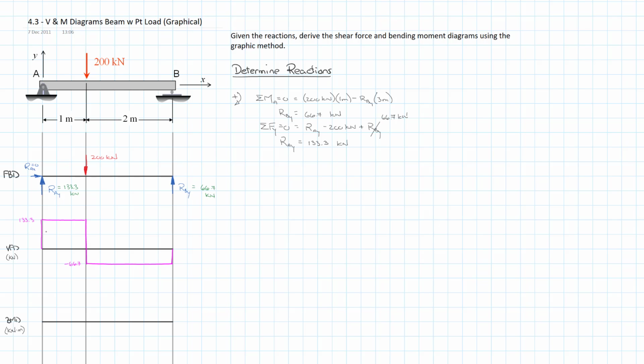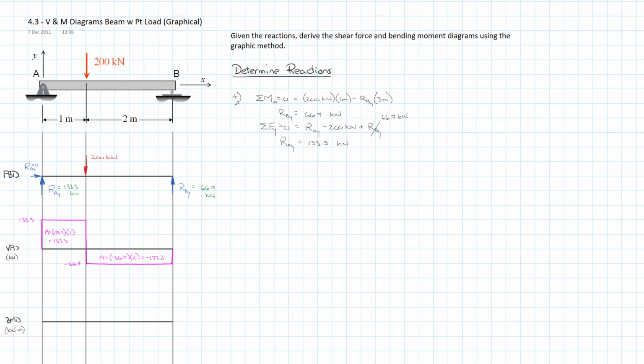So in the first one, area is equal to, and of course the value is 133.3 multiplied by the 1 meter, and we have an area of 133.3. That would be kilonewton meters because it's kilonewtons and meters. And then we'll do the same thing here. And so we have minus 66.7 kilonewtons times 2 meters. Sorry, I'm going to leave the units off just because they're labeled. 2 meters. And so that's equal to negative 133.3 kilonewton meters. Now we're ready to look at the bending moment diagram.